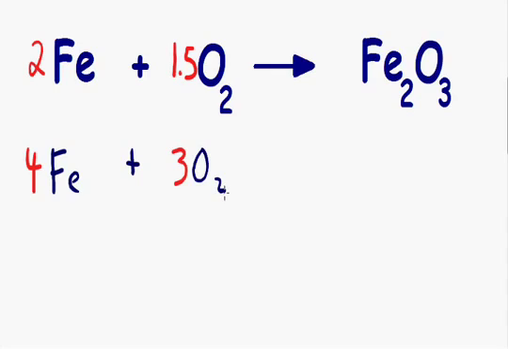And whatever you do to one side, you need to do to the other side. So now we need to multiply the right side by 2. Notice how we have 1 molecule of rust on the right-hand side. 1 times 2 is equal to 2. So now we have 2 molecules of rust on the right-hand side.